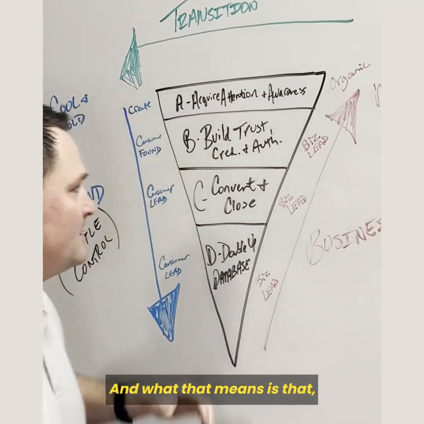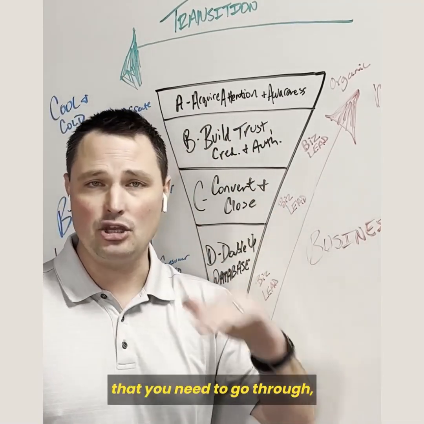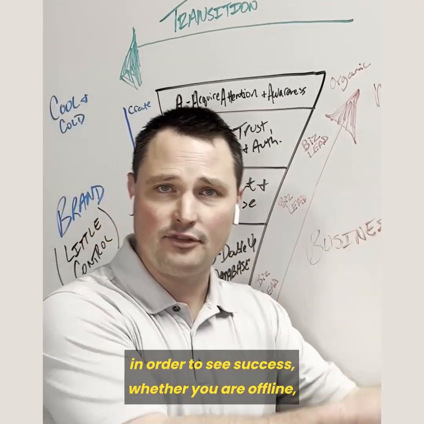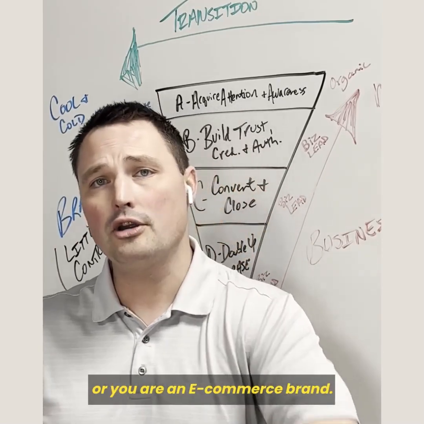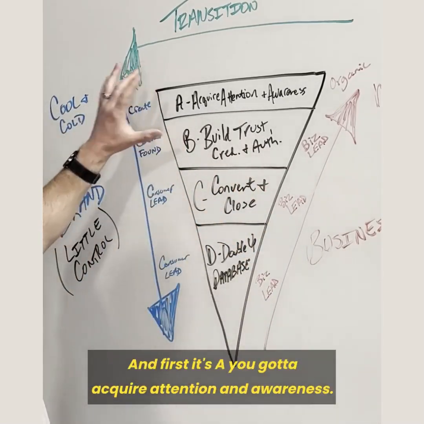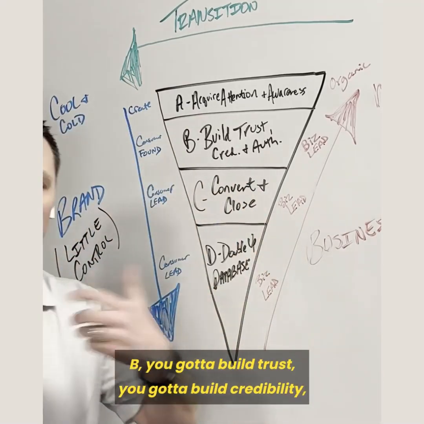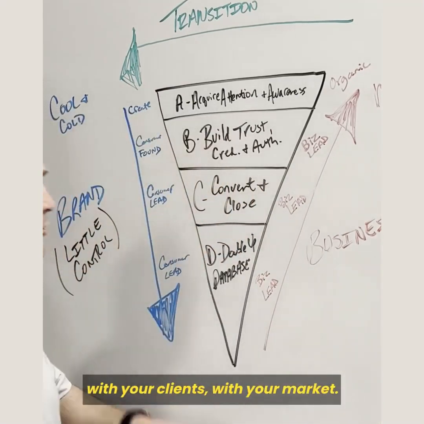And what that means is that I want to keep it very simple whenever I'm thinking about the steps that you need to go through in order to see success, whether you are offline in a brick and mortar service or just a traditional business, or you are an e-commerce brand. And first, it's A, you got to acquire attention and awareness. B, you got to build trust. You got to build credibility. You got to build a relationship with your consumer, with your clients, with your market.